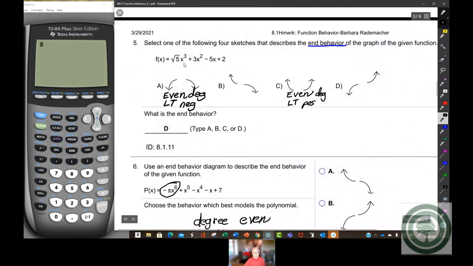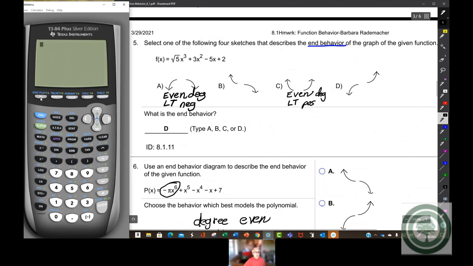Now, what about odd? The model for odd degrees is y equals x to the third power. Now here we have a positive degree, an odd degree, and there's an understood one in front of that x to the third. So yeah, this is going to be the end behavior. Up on the right, down on the left, like this.